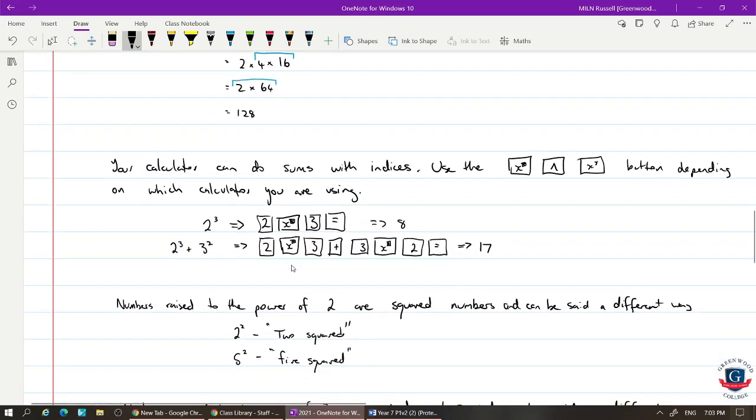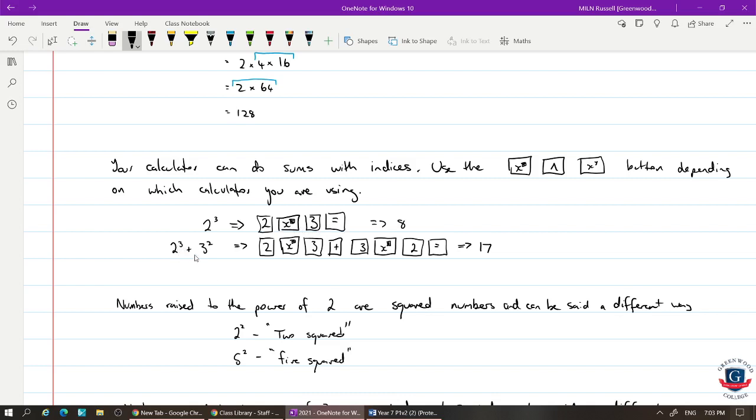Your calculator can do sums with indices. Different calculators have different buttons. You need to look for X with a little square up the top, a caret symbol, which is like an upside down V, or X to the power of Y, depending on which calculator you're using. The one suggested by the school has this X with a little box above it. So 2 to the power of 3 would be 2, X box. That's funny. You can play Xbox on your calculator. Look for the X with a little tiny box above it. Press that, then press 3, then press equals, and it would give you an answer of 8.